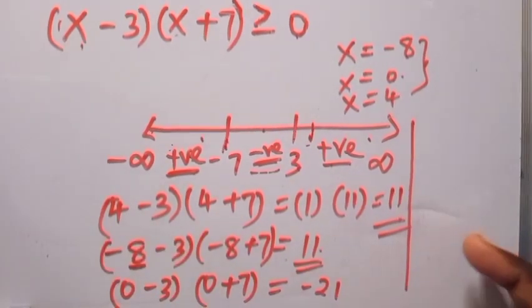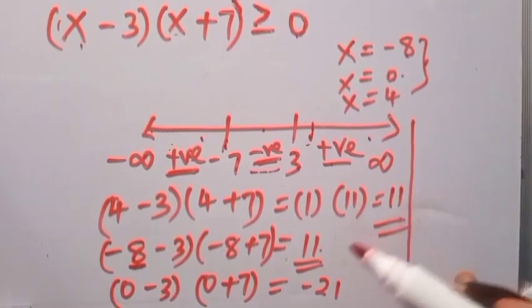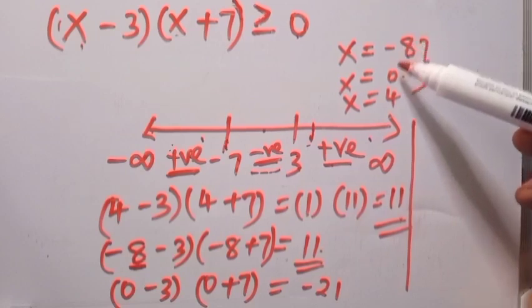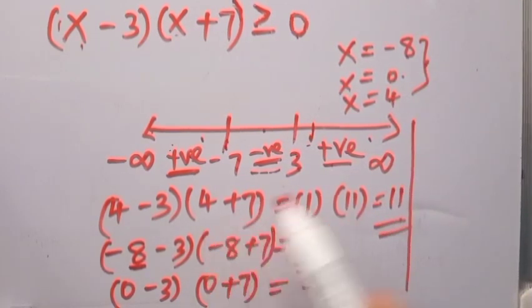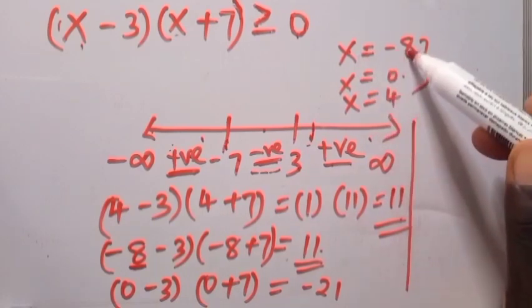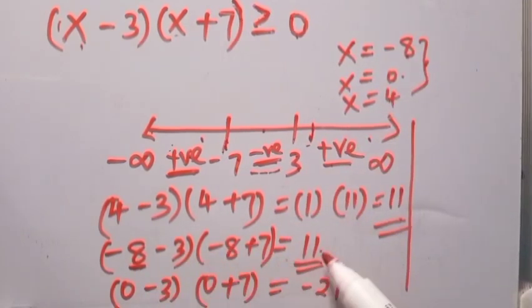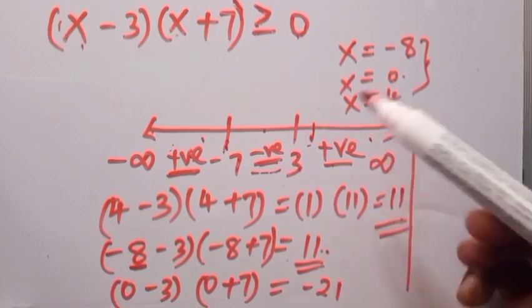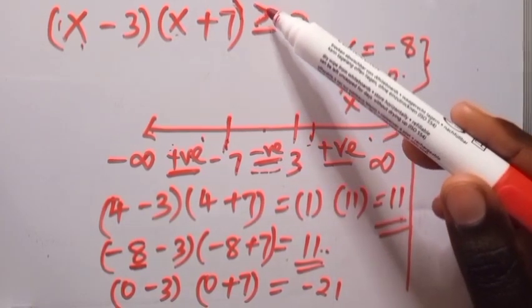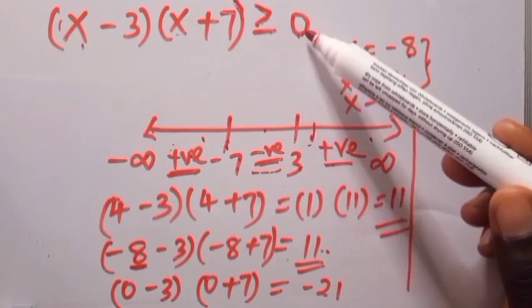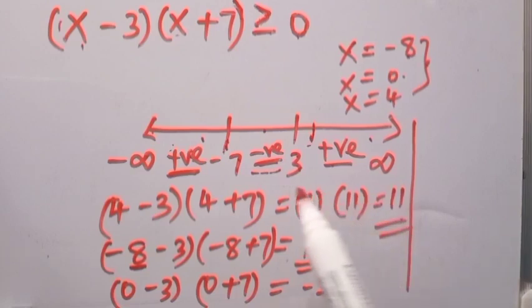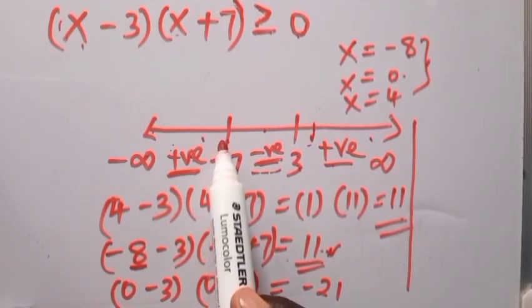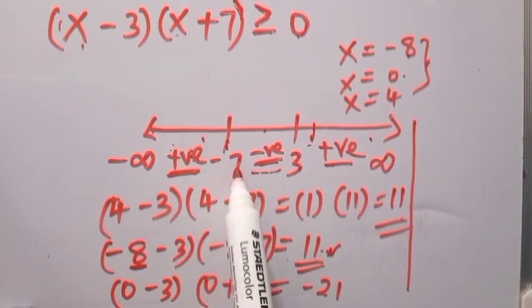Now, ladies and gentlemen, in this case, these are our test points. Now, when we tested them, we found that when x is -8, we obtain a positive answer, which is positive 11. And our interest is to obtain an answer that is greater than or equal to 0. So in this case, this one satisfies. So that means the x values that are less than -7 are required.